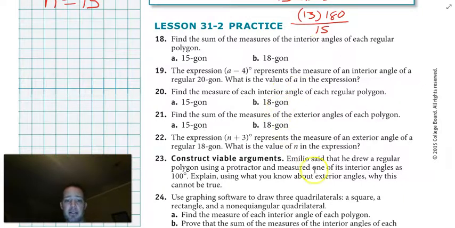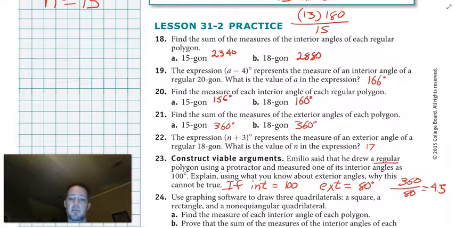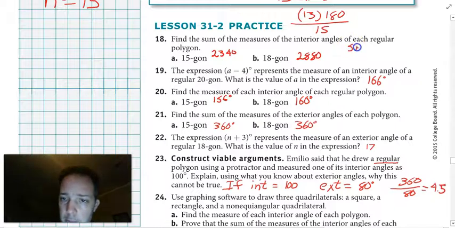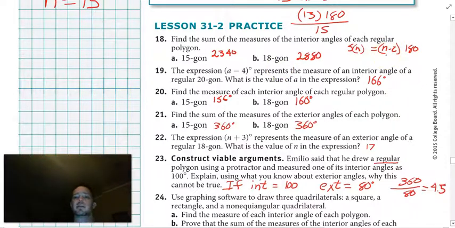All right, now that you've had some time, I'm going to put some answers for all of the A questions on here, and then I'll work the B questions for you. All right, I went ahead and put all of the answers on here, but I will go over the B questions. So 18B says find the sum of the measures of the interior angles of each regular polygon. So the sum of the interior is the formula n minus 2 times 180. So if you plug in 18, you do get 2880.